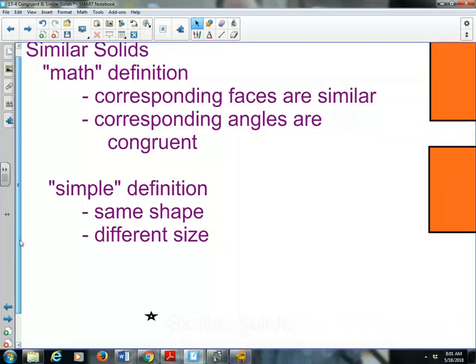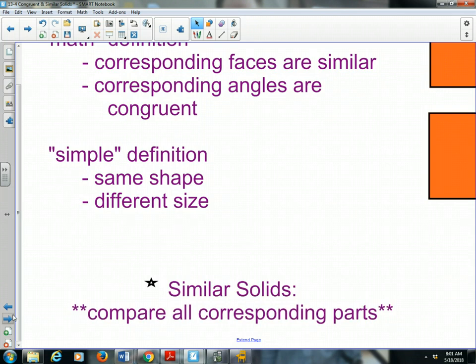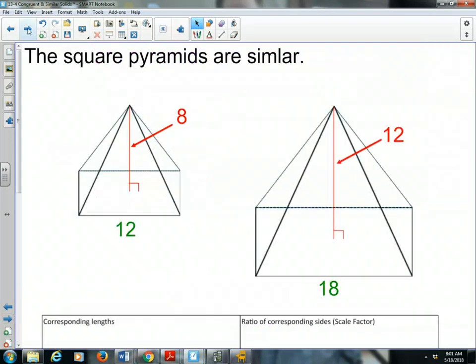What you really have to pay attention to here is that with similar solids, you compare all the corresponding parts. And if they form the same ratio, then they're similar solids. We're going to have an example right here on this page. These two pyramids are similar. One is bigger than the other, but they are similar. Here's how you know: we compare all of their corresponding parts, and they have to form the same ratio.